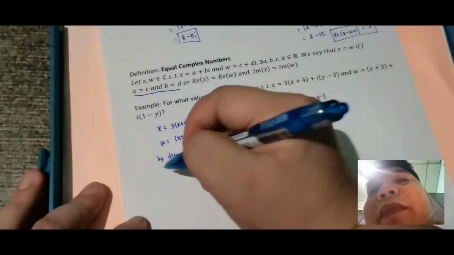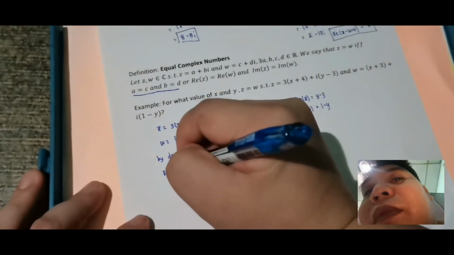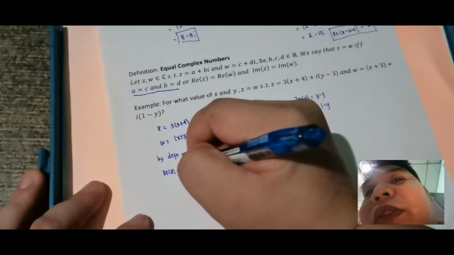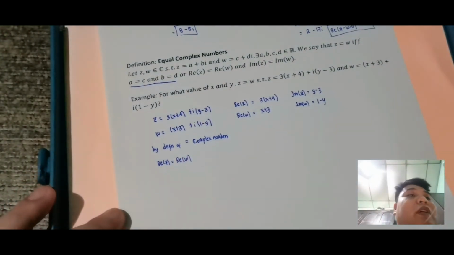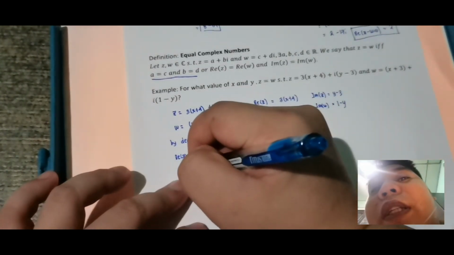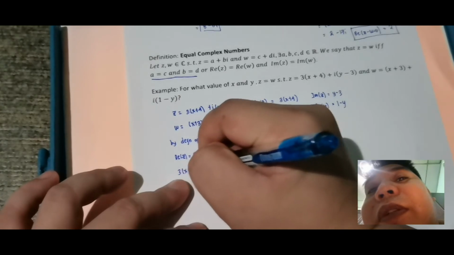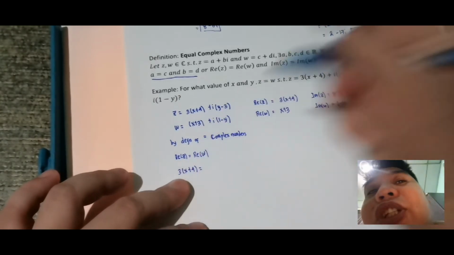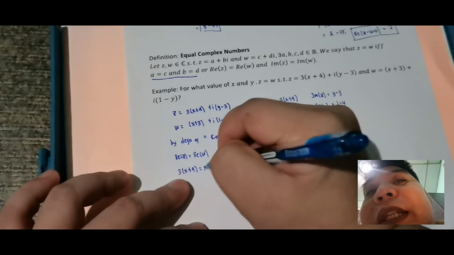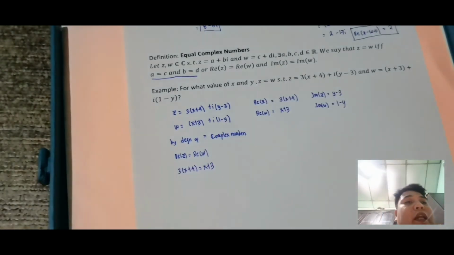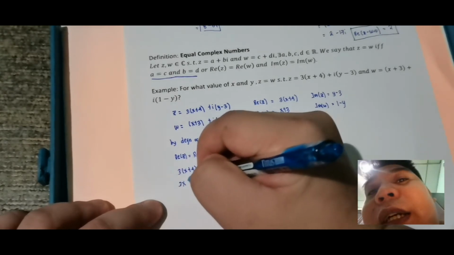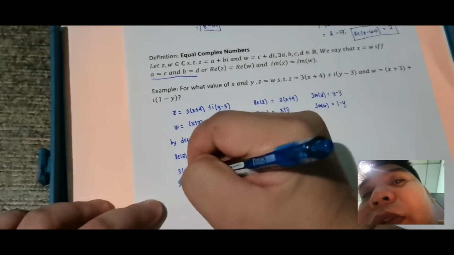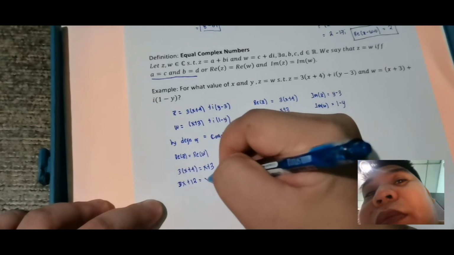Okay, so ang sabi, real part of z is equal to real part of w. Yun kasi yung sabi. So therefore, i-equate natin si 3 times x plus 4 equal siya kay x plus 3. Then solve algebraically. 3x plus 12, kasi 3 times 4 is 12, is equal to x plus 3.